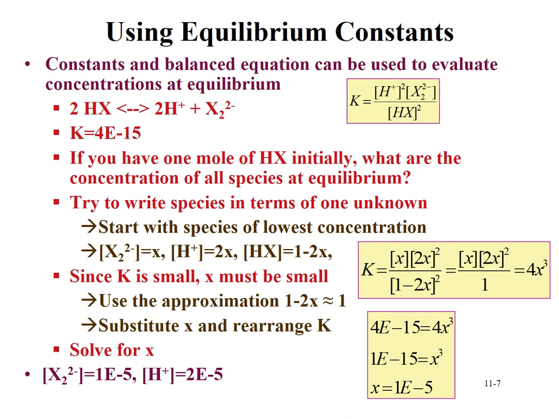Okay, so once we have a reaction, we can use this information to develop a complexation constant and either measure the complexation constant, or if the complexation constant is known, calculate equilibrium conditions. So let's go back to a very simple system. We have this reaction, 2HX, going to two protons plus a dimer of X minus 2. This constant here, let's assume it's 4 times 10 to the minus 15. You can use this to answer equation. Initially, if you have 1 mole of HX, what are the concentrations of all species at equilibrium?